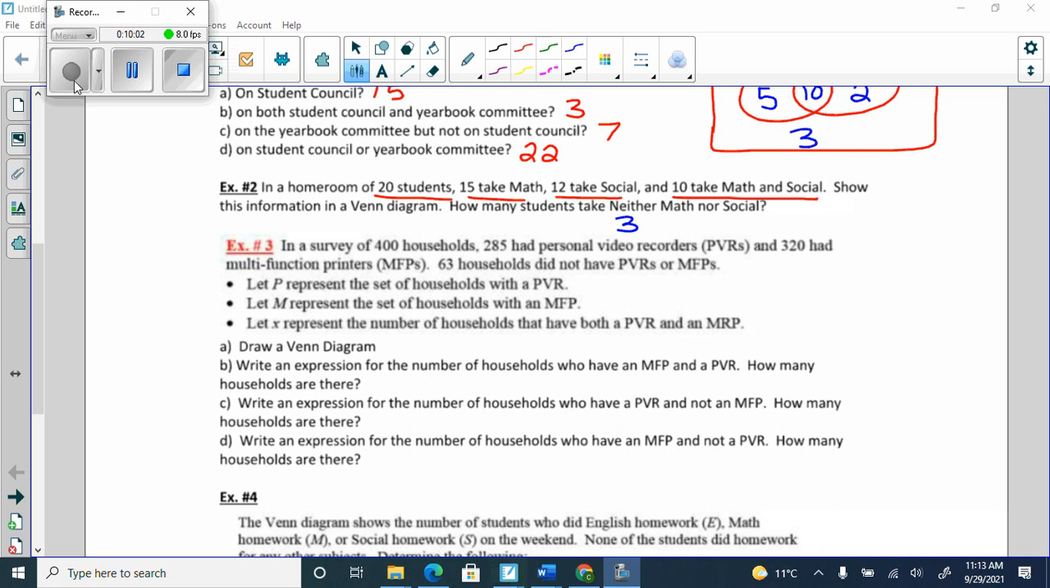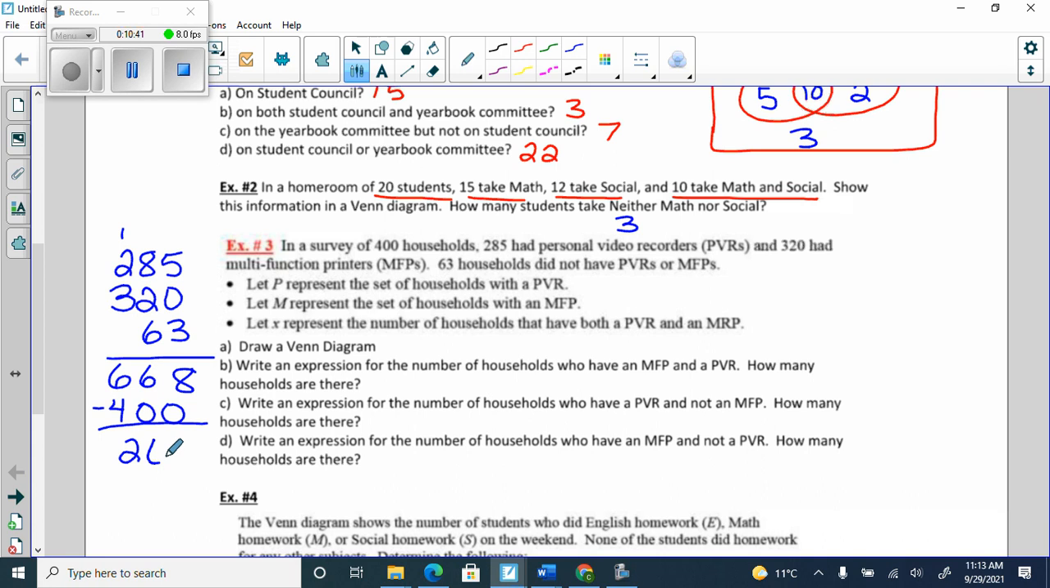So when I do not give you the and portion, but I give you each separately, the total and the not, you can add them all up. So we go 285 have a PBR, 320 have an MFP, 63 have neither. When I add that up, I get 668, I believe. That's all the little tickets I got put in. Okay? Then I subtract off the households, which is 400, and I'm left with 268 in both.